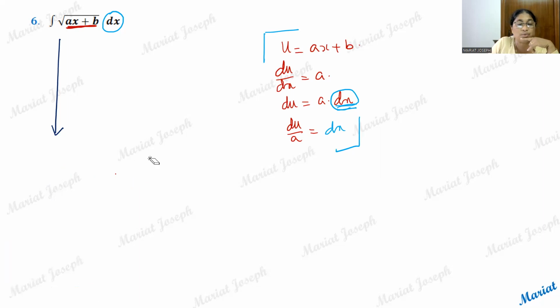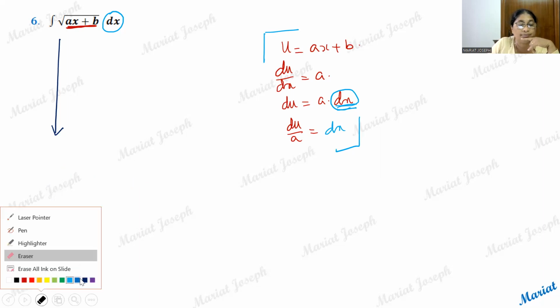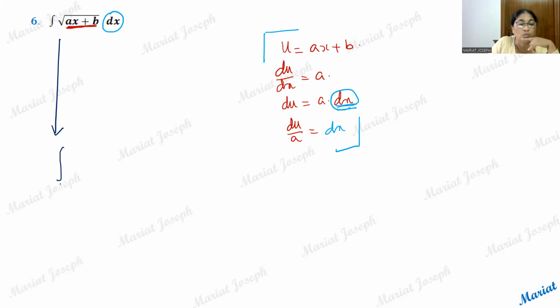Let me write this step once more. Integral of 1 by a outside, and root of u into du. Root u was taken as the substitution. Yes, Ishita, how will you integrate this now? Ma'am, using the formula. Which formula?